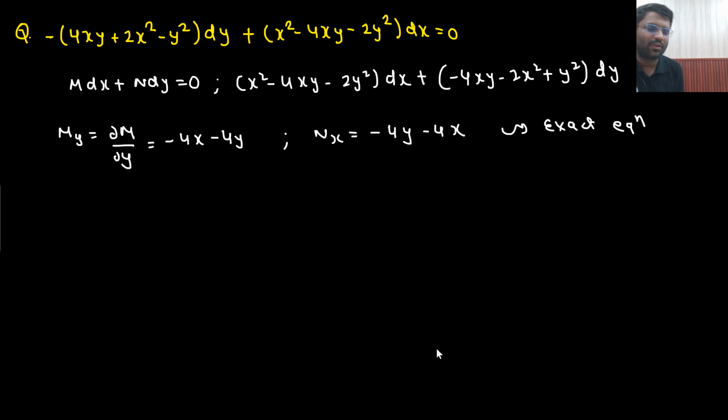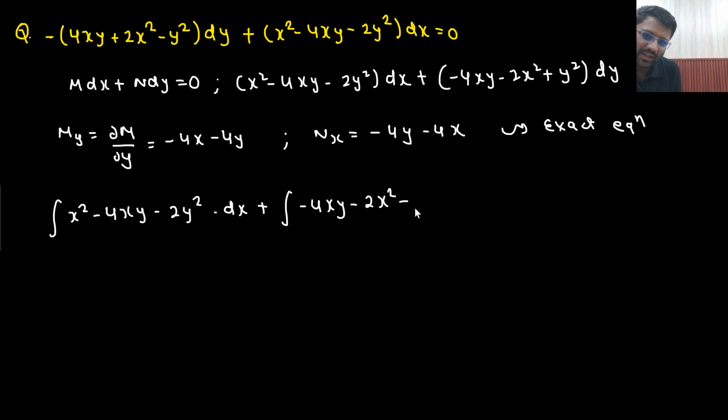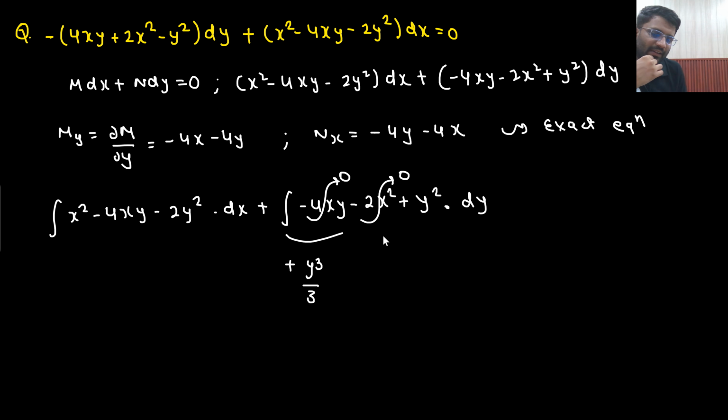If it is an exact equation, then you say, sir, I am happy and now I will integrate. How will you integrate? x square minus 4xy minus 2y square dx plus minus 4xy minus 2x square plus y square dy. Now which term will you nullify? Sir, in this term x is present, no? Nullify. Here also x is present, nullified. What is left? Only y square is left. So only this one would matter. What is the integration of y square? So y cube by 3 would be the answer from this side. Whichever term is related with x will be nullified. Only y square is left, so y cube by 3 will be the answer.